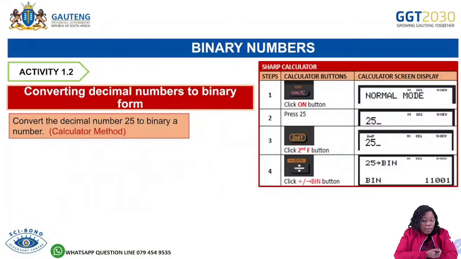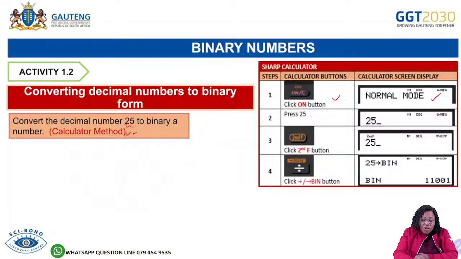The next, you can use the calculator method. Remember, I used the manual one on the previous answer by dividing by 2. But with your sharp calculator, you can also find this solution. So now how do you do that? Now we are still converting decimal 25 to binary, but now with the calculator method. This is how you do it, grade 12. Switch on your calculator, on button, and then your calculator will show this on the screen. That is the normal mode of your calculator.